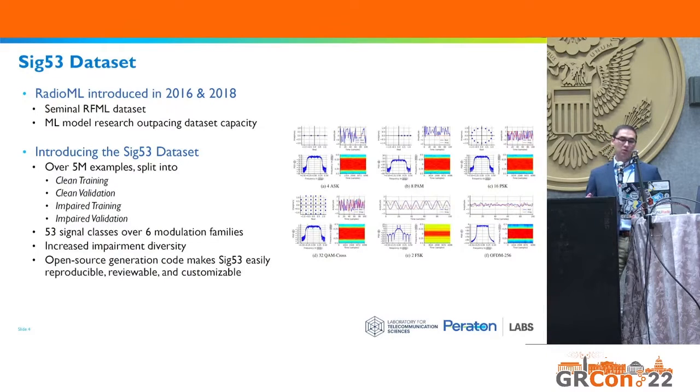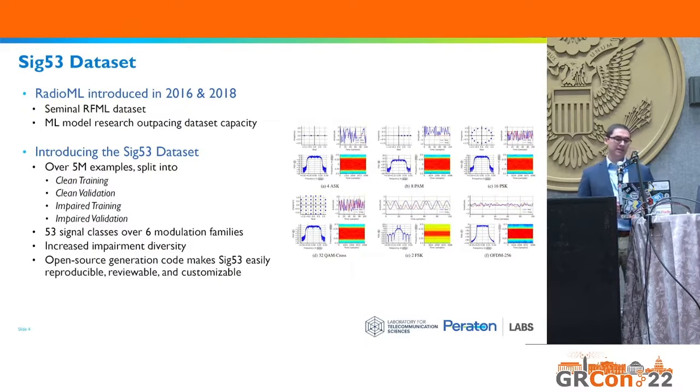So then across all of these different modulation families and signal classes, we also have increased impairment diversity, moving from the RadioML datasets to the SIG53 datasets. So at generation time, we apply a randomized set of a slew of different impairments that are realistic to conditions you might find in an RF environment. These might be on the system impairment side or the wireless channel side.